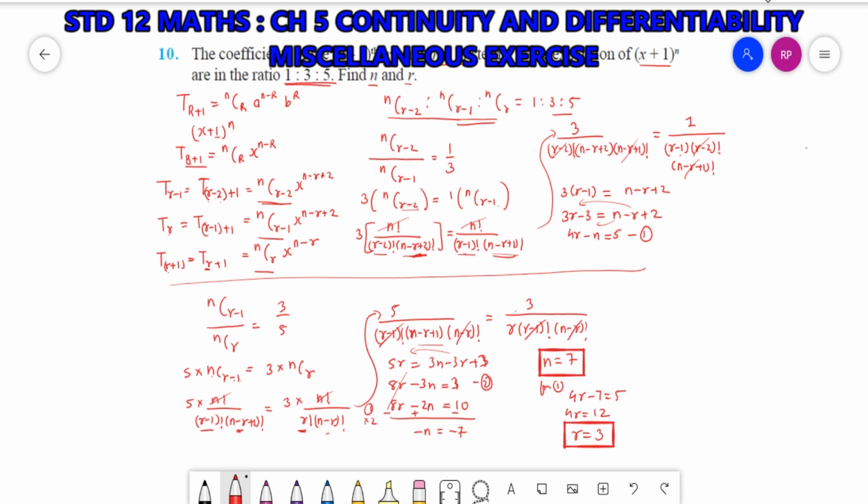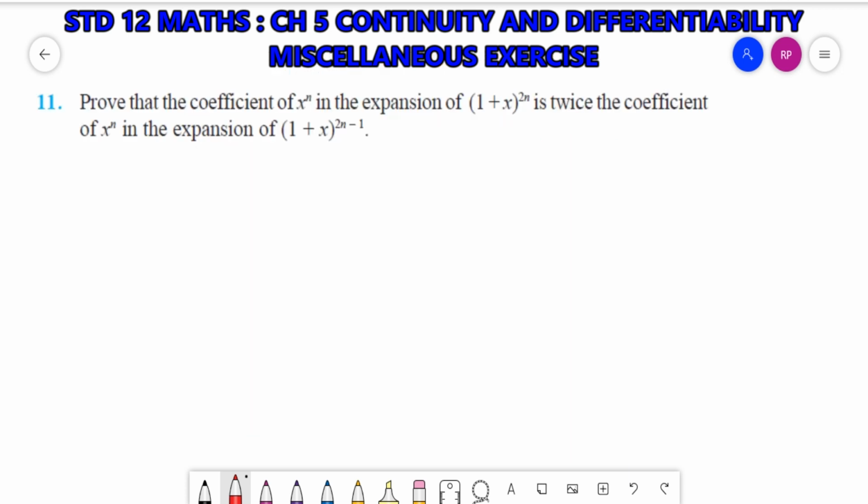Now let's see the next question. That is question number 11. Prove that the coefficient of x^n in the expansion of (1 + x)^2n is twice the coefficient of x^n in the expansion of (1 + x)^(2n-1).